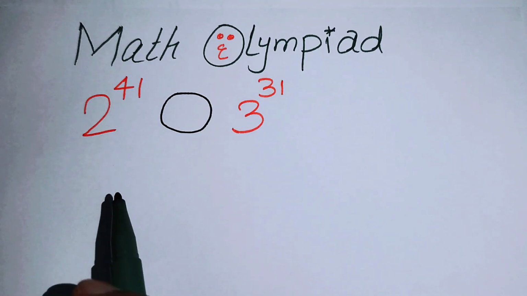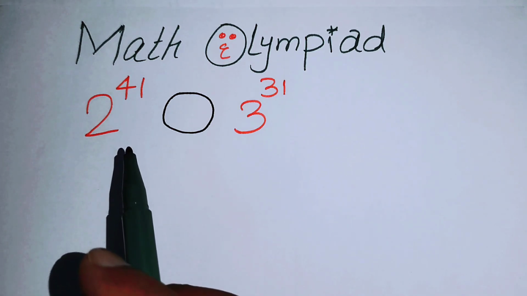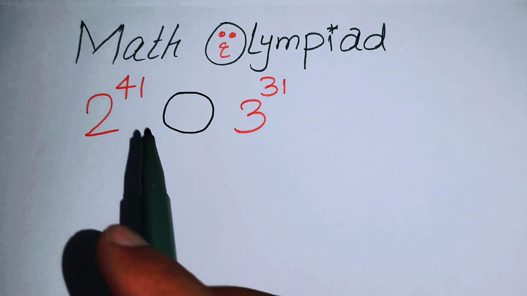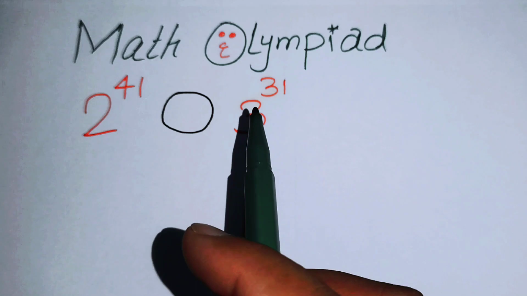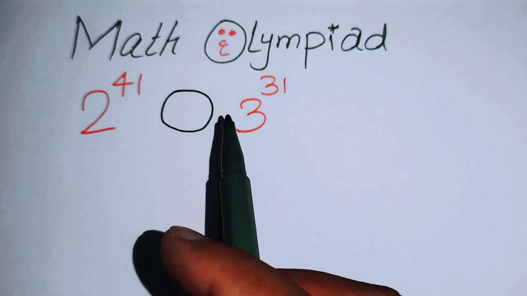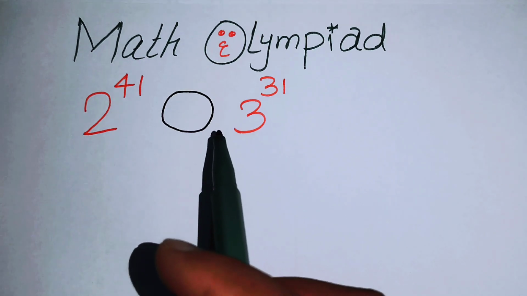In this video we are going to solve this nice algebra problem, and in this question we will check which one of these numbers is larger. Here we have 2 to the power of 41 and 3 to the power of 31. So in this lecture we will compare these two numbers and tell which number is larger.